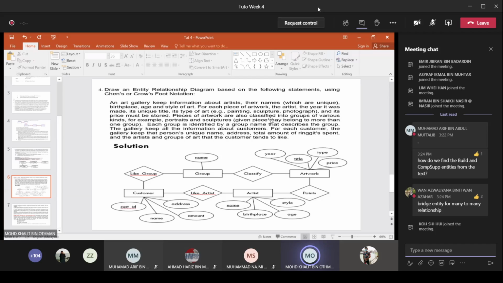Pieces of artwork are also classified into groups of various kinds, for example portraits and sculptures. A piece may belong to more than one group, and each group is identified by a group name that describes the group. The gallery also keeps all the information about customers. For each customer, the gallery keeps that person's unique name, address, total amount of ringgit spent, and the artists and groups of art that the customer tends to like.